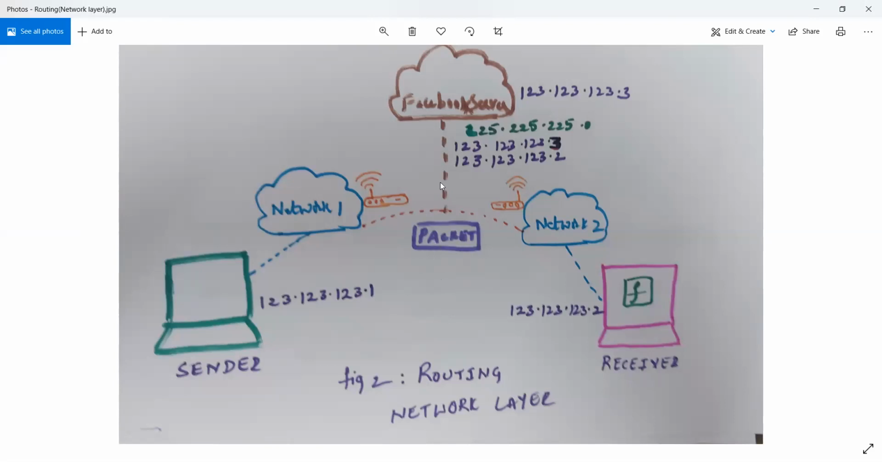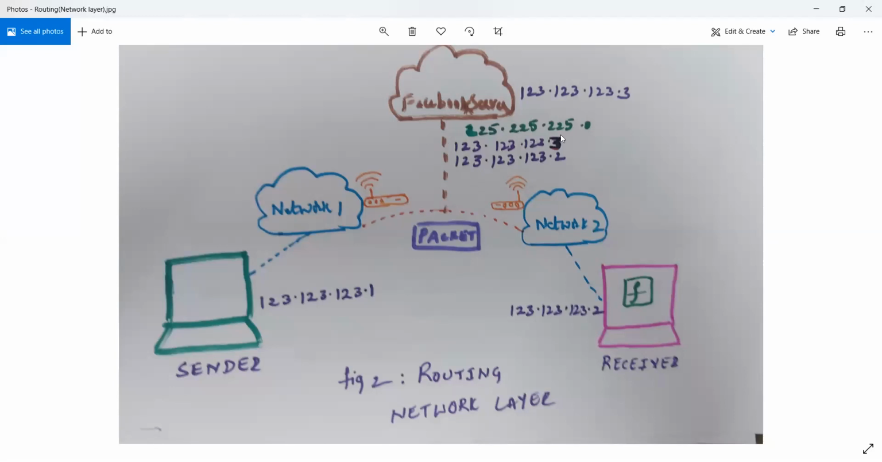Okay, look here. Since this is a packet, it consists of the IP address of the sender. The sender here is the Facebook server, so its IP address is 123.123.123.3. It also has the receiver's IP address. The receiver here is this one, so its IP address is 123.123.123.2. So the Facebook server sends the reply to computer B through a packet which consists of the IP addresses of both the Facebook server and the receiver.